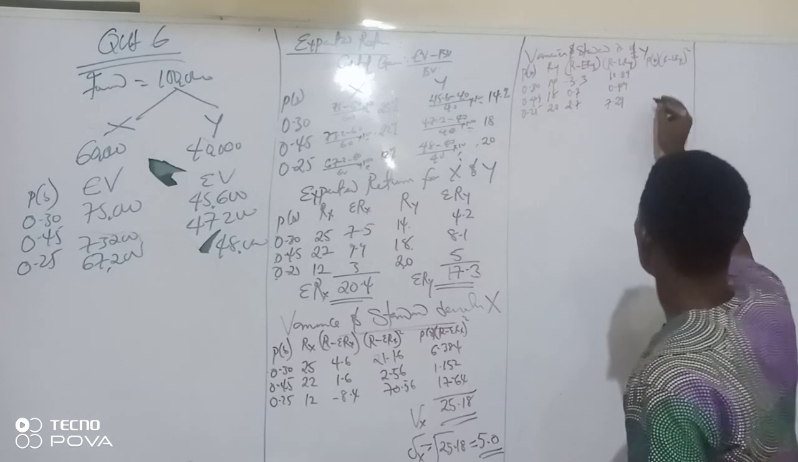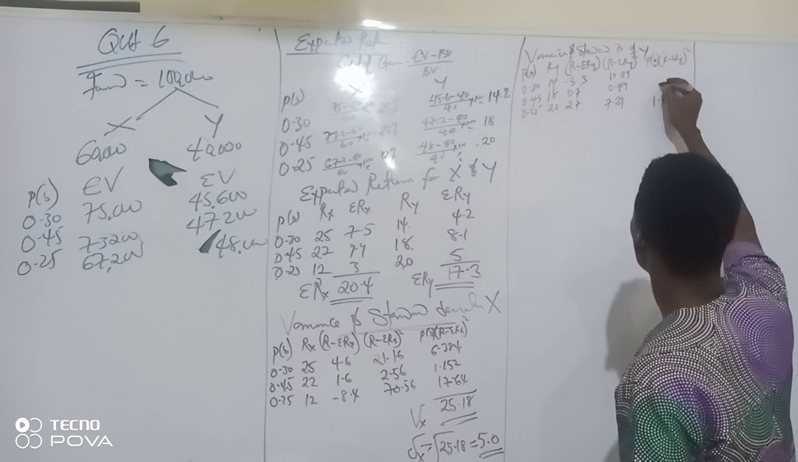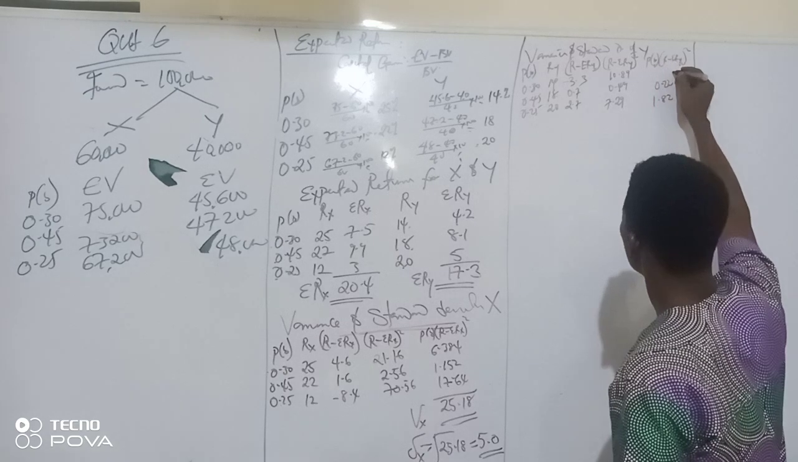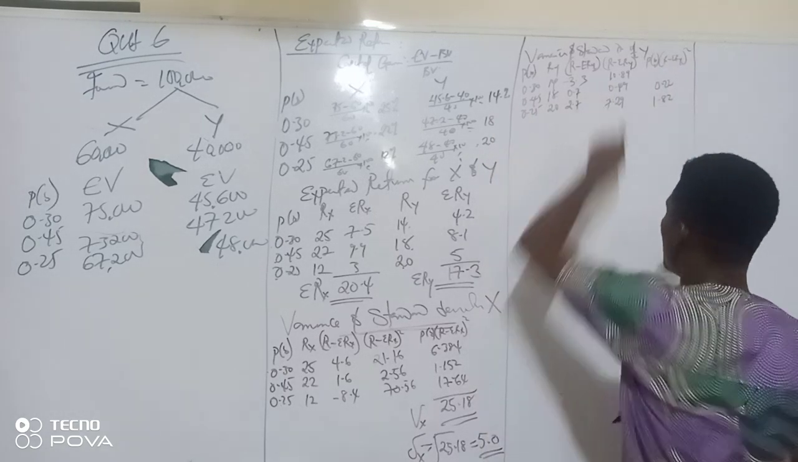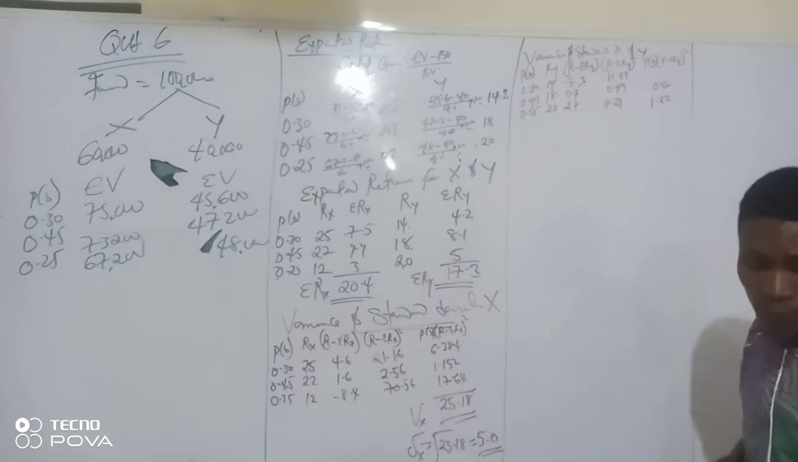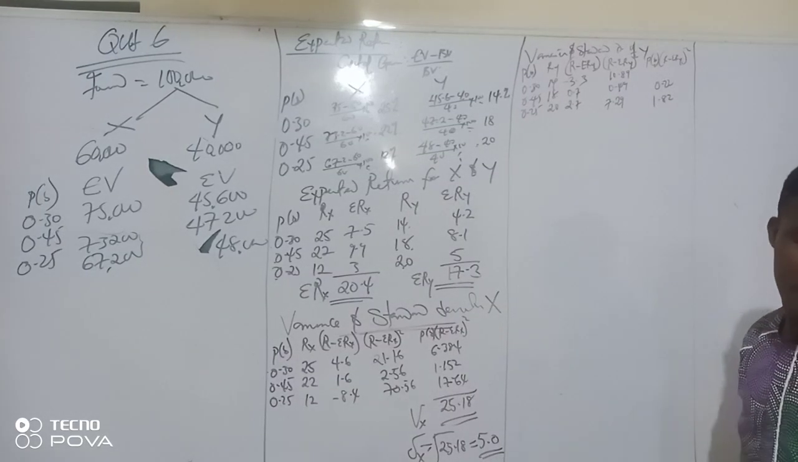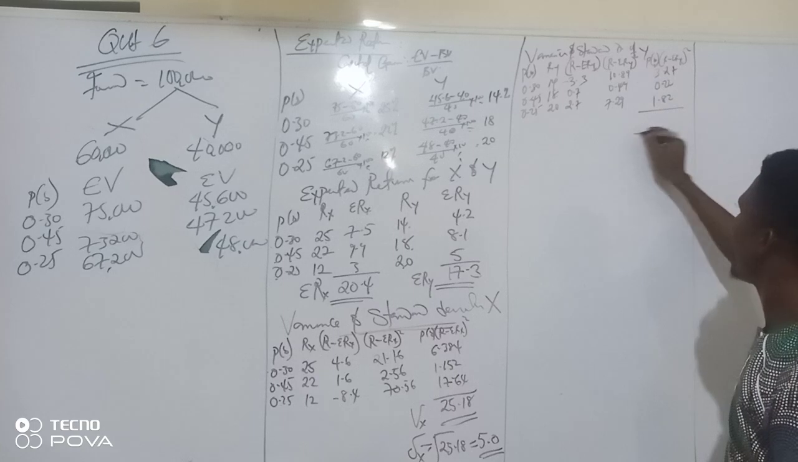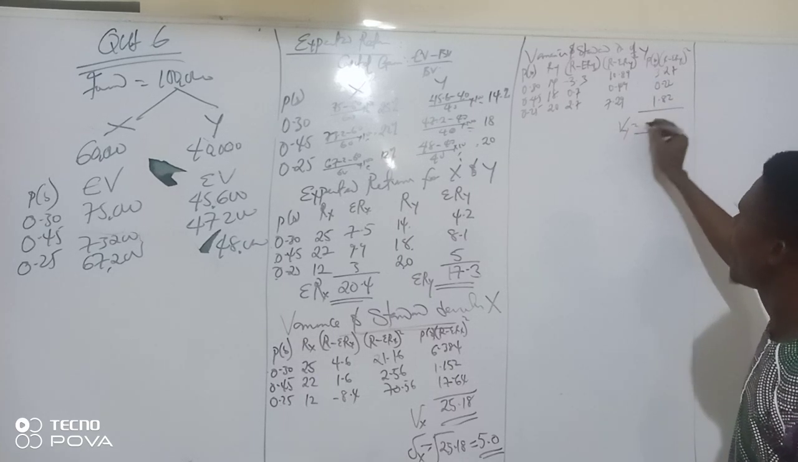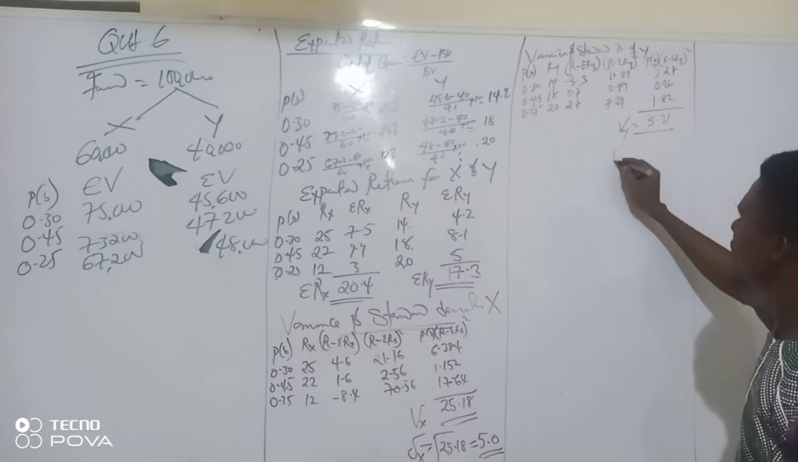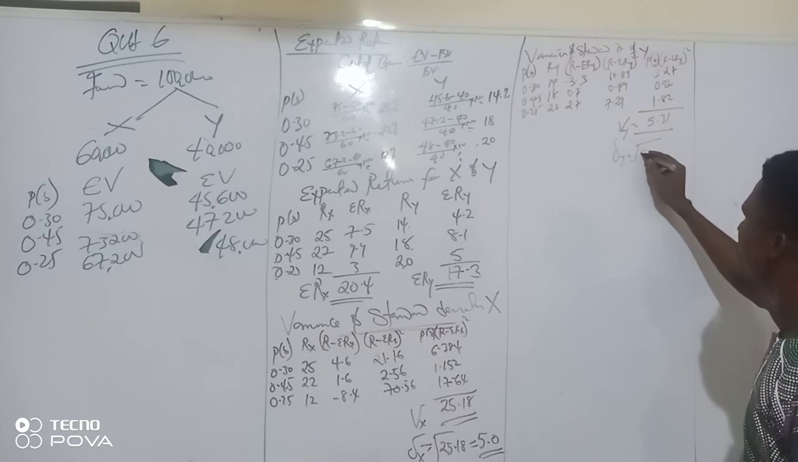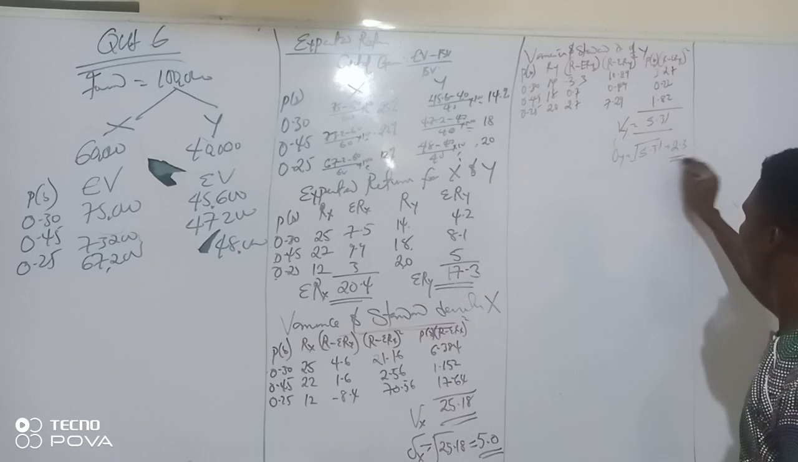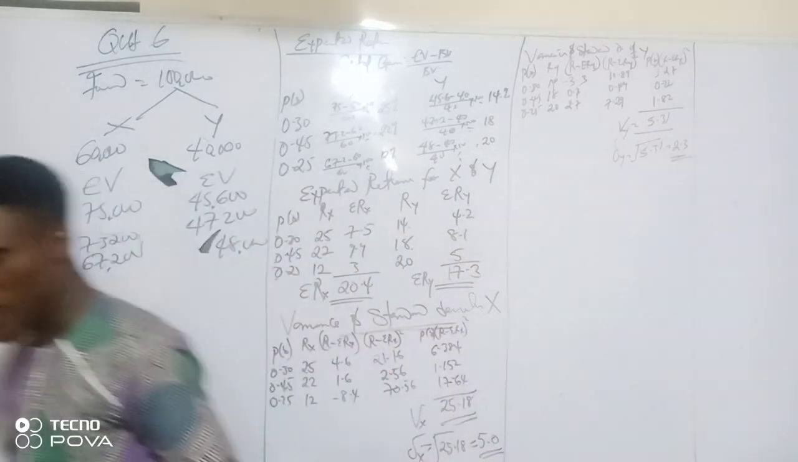Then probability times return minus expected return of y, squared. The middle one is 0.22, and the first one is 3.27. So the variance of y is 5.31. Our standard deviation of y is the square root of the variance, which is 2.3. So that is the standard deviation of each of these securities.